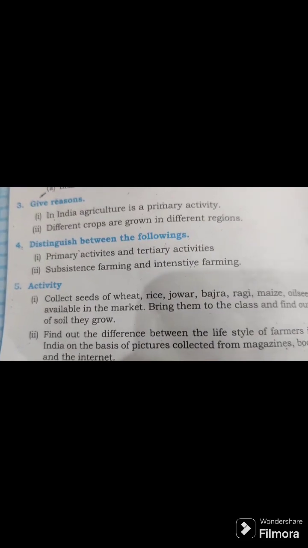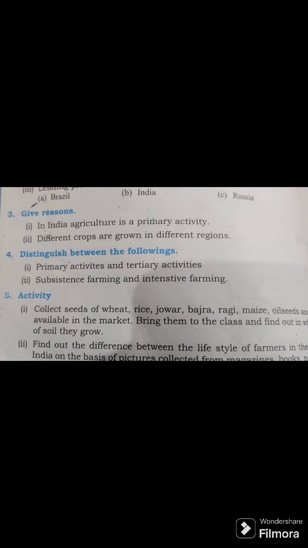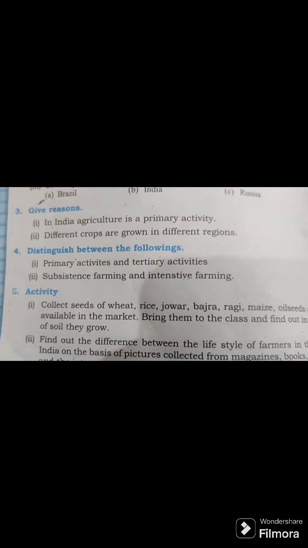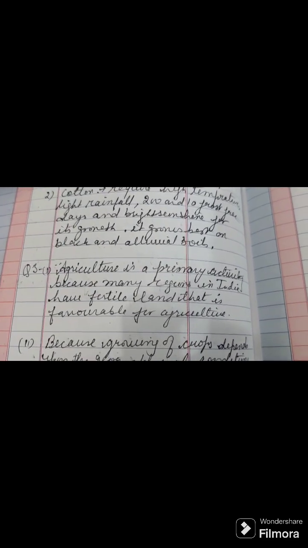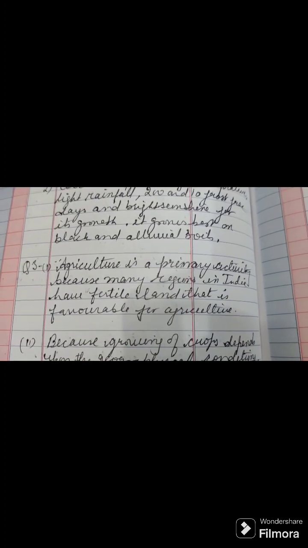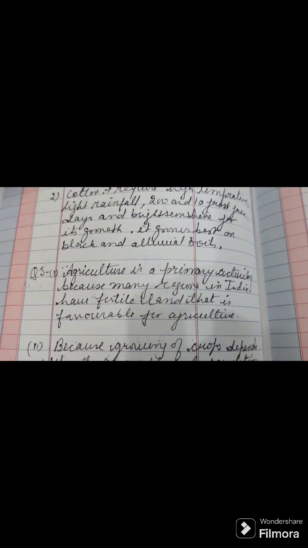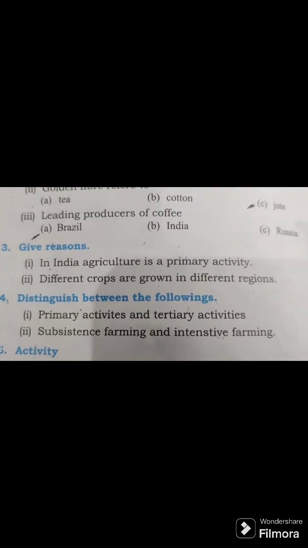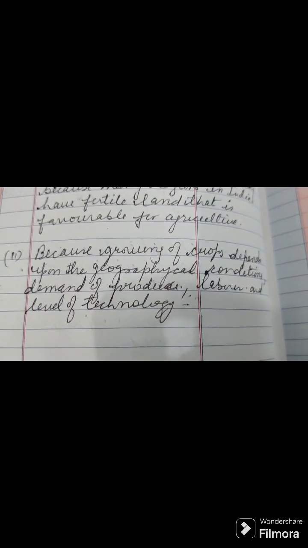Exercise number 3. Give reasons. In India, agriculture is a primary activity. Agriculture is a primary activity because many regions in India have fertile land and that is favorable for agriculture. Second, different crops are grown in different regions, because growing of crops depends upon the geographical conditions, demand of produce, labor and level of technology.